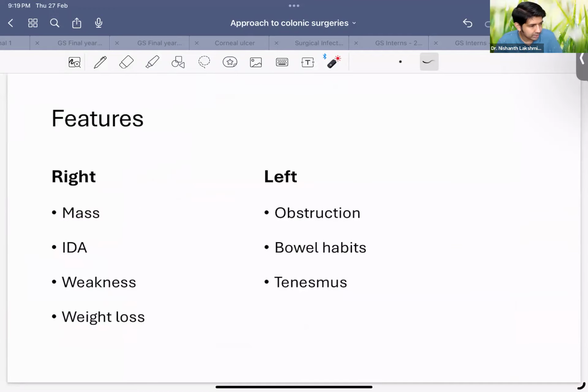Now, quickly, somebody tell me what is the presentation of a right-sided colonic cancer versus a left-sided colonic cancer? Let's get the first years first. Sai Likith is not there, or he's choosing not to open his mouth. Sir, you're there. Tell me, how do you differentiate between a right-sided colonic cancer and a left-sided one, and why is it so?